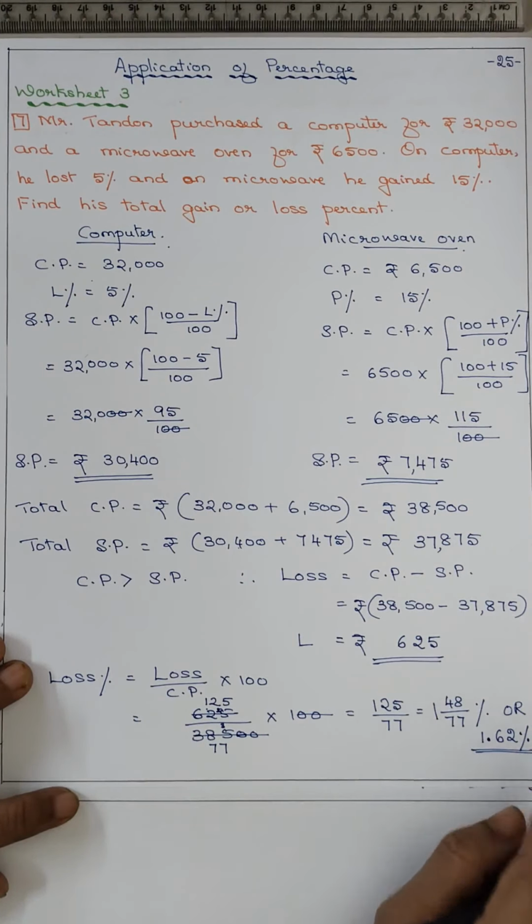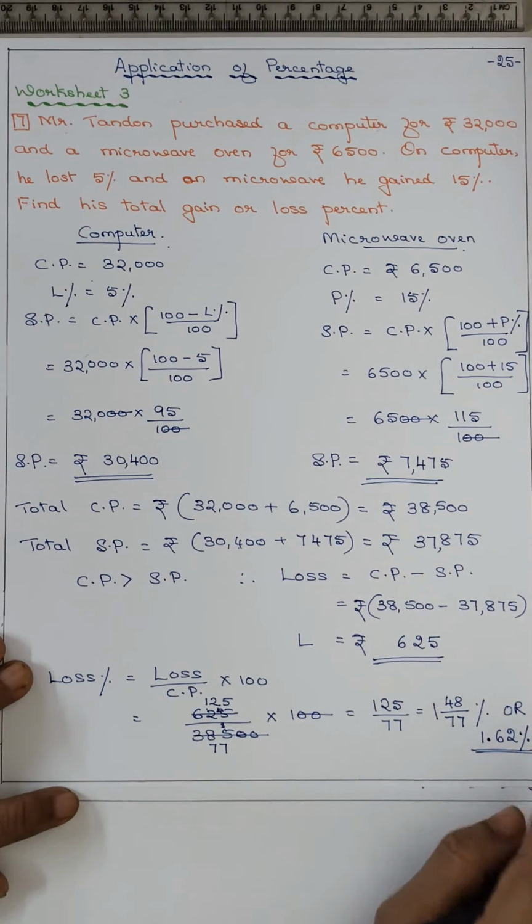Is it clear? This was easy, but it is a lengthy sum. So for computer and oven, CP and loss, CP and profit percent are given. So find out the SP, then add CP and add the SP, find out whether it is loss or profit, then find out the loss percent.